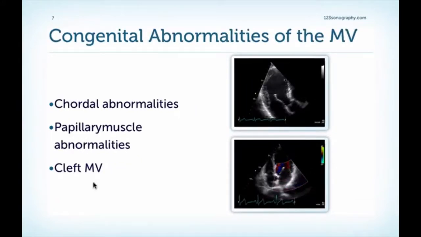Which types of congenital abnormalities of the mitral valve can we have? Chordal abnormalities, papillary muscle abnormalities, and a cleft mitral valve. Here's an example of a patient who has an abnormally long anterior and posterior leaflet. Look how far within the ventricle we have the line of closure. And we also have moderate regurgitation. Probably there is some abnormal insertion to the papillary muscle as well.